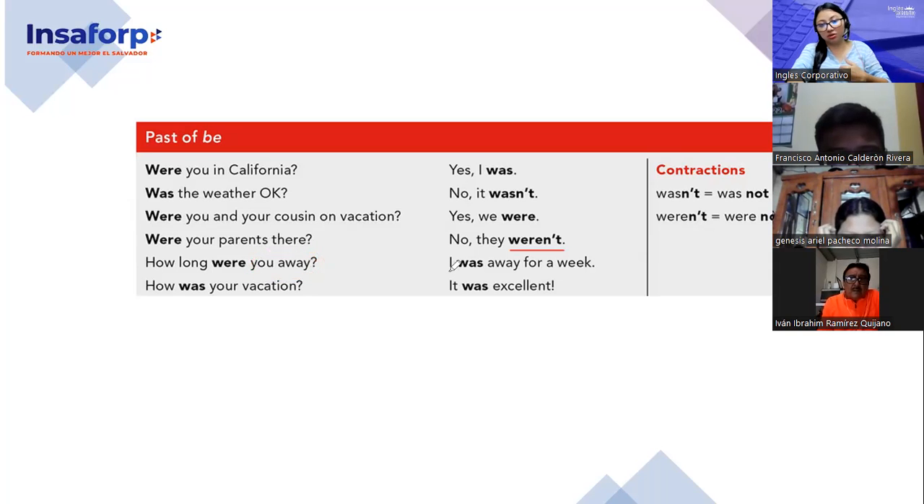I was, because it's personal information, right? In the case of the contractions, the short form, we can have the short form of wasn't, or I can also use the complete form. ¿Cuál es la más común y cuál suena más natural? Of course, the contraction. In English, it's very common if you hear this type of contractions, right? Suena más natural.